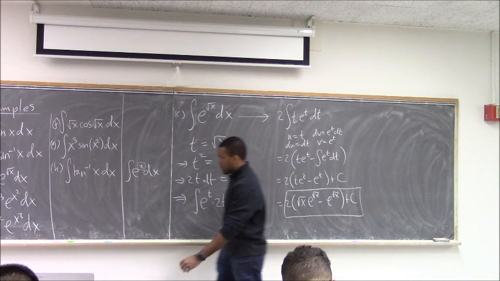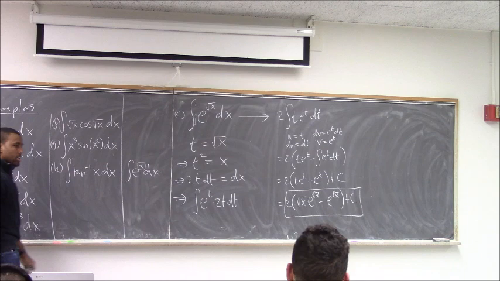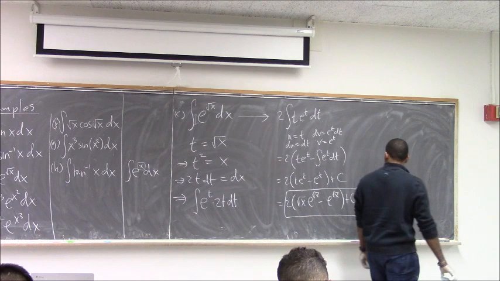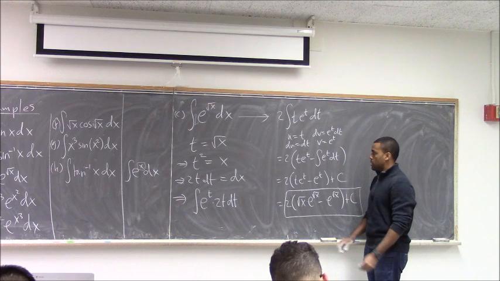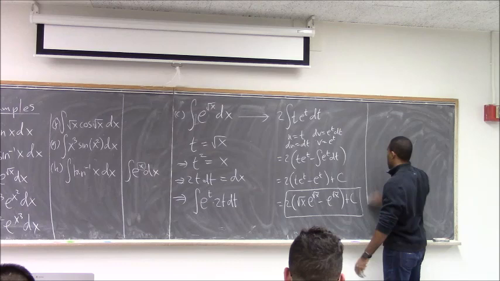That's how we integrate e to the radical x. Lead off with a substitution to get rid of the complicated looking thing and finish off with an integration by parts. There's another way you could look at this, but I think that's probably the better mindset I want you actually to have.